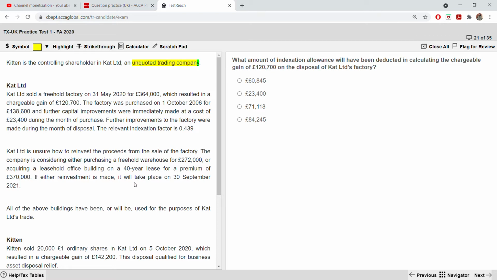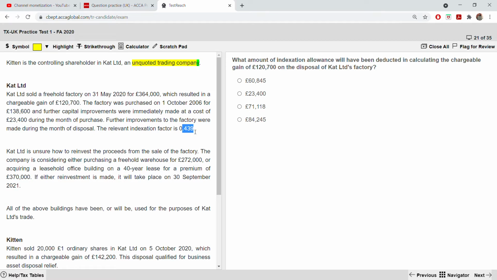I hope you understood the question again. If you did, let us read again. What amount of indexation allowance will have been deducted in calculating the chargeable gain? Deducted. The deduction you have to calculate. So definitely the cost and all you have to take. Okay. Already the indexation factor has been given to you, 0.439. You just have to multiply it with the cost.